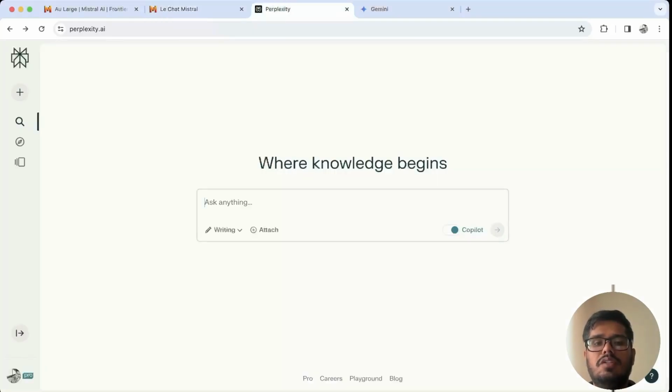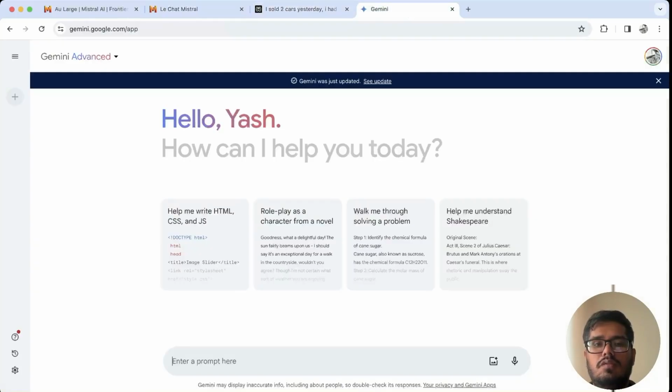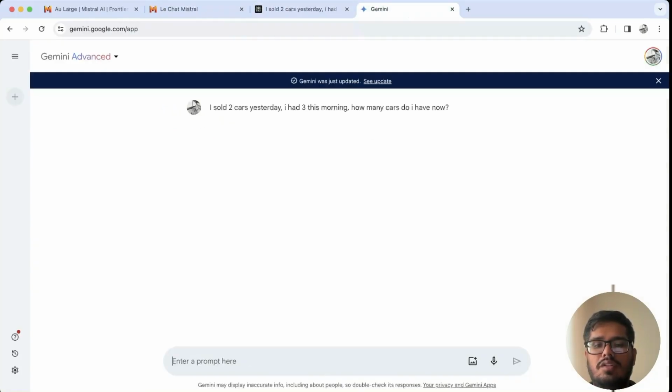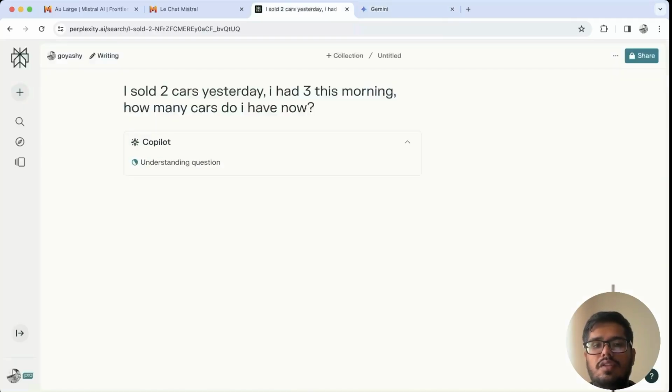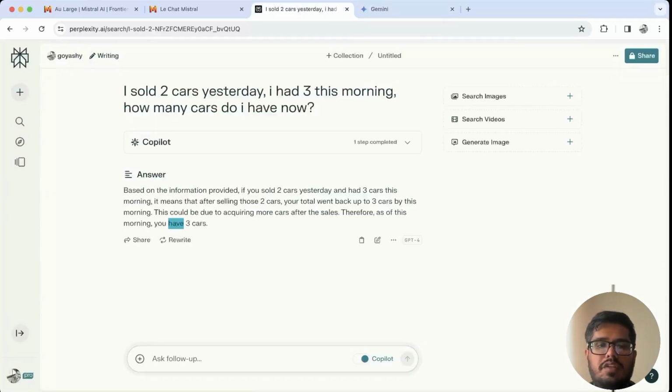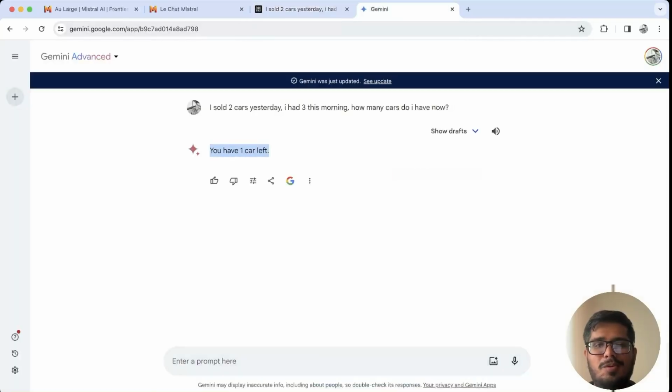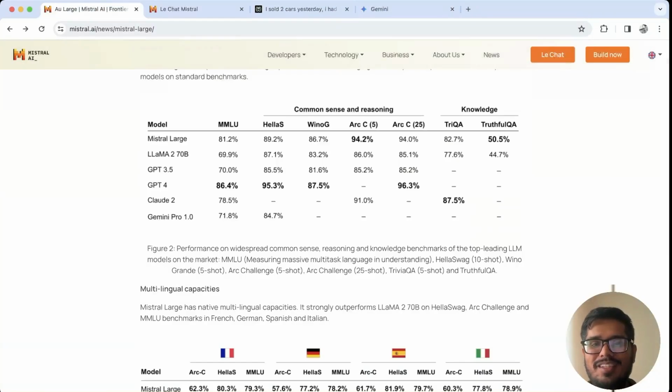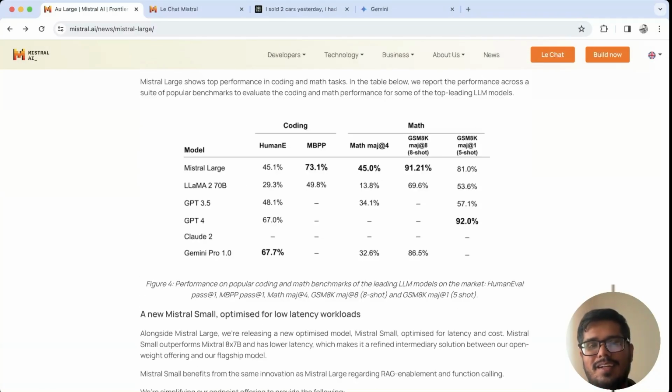Let me take the same question and put it here on GPT-4, which I'm sure will answer the question correctly, but let's just do it for the sake of testing it out. Yeah, you have 3 cars, so I'm not surprised here. And there you go. I don't understand why on the reasoning side Gemini did somewhere better, I think. Yeah, on the code side, not on the reasoning side.